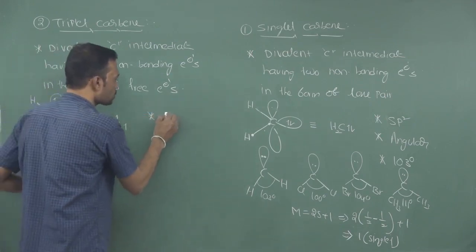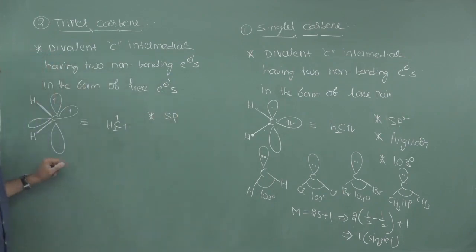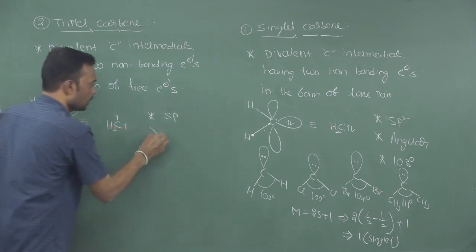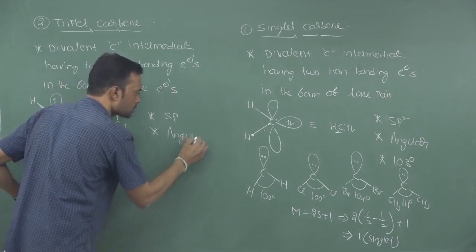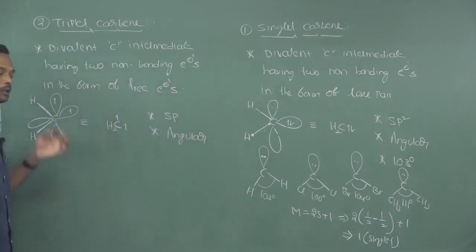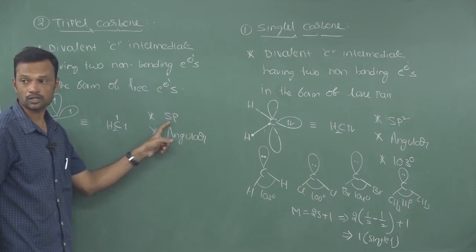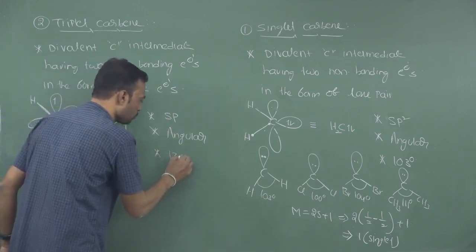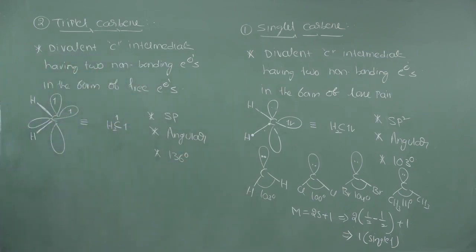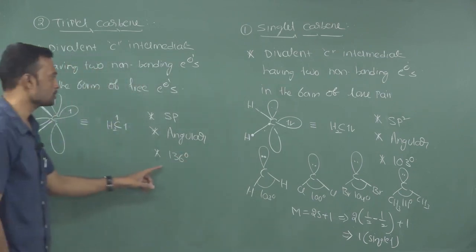Now what is the hybridization over here? sp, be careful, it is not sp2. This hybridization question is also most important for carbenes. Only one bond pair, there is no lone pair. So in triplet carbon there is no lone pair, that's why 2 bond pairs, sp. Now what about geometry? The geometry is not linear, it is angular. Generally what is the geometry of a molecule with sp hybridization? Linear, but right now it is angular. And what about bond angle? Bond angle is very very important, 136 degrees.